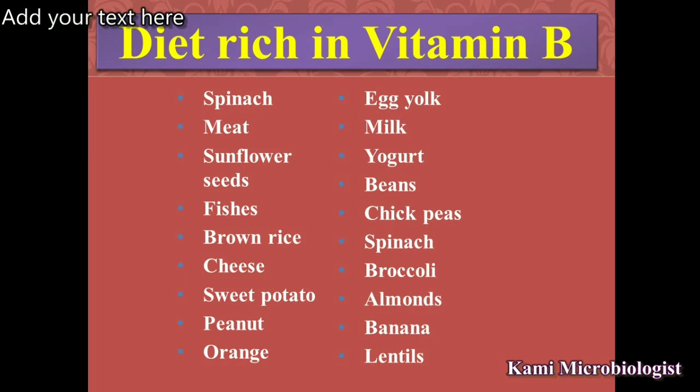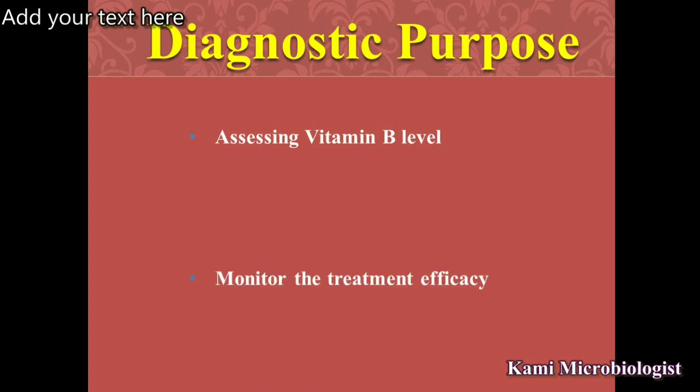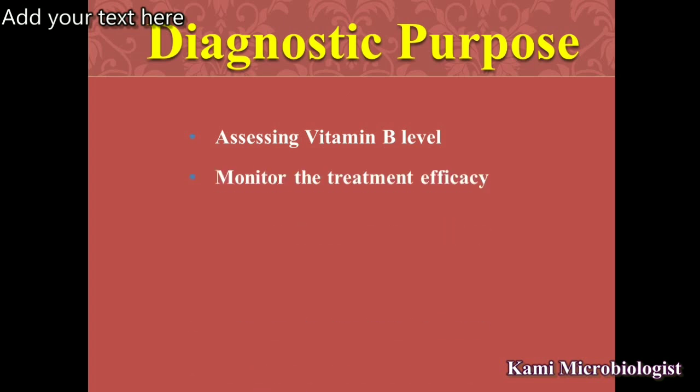So these are the most important food sources in which vitamin B is present in a large amount. Now let's see the diagnostic purpose. Mostly, vitamin B tests are recommended to check the vitamin B level in the blood. If it gets low, there will be a problem. If it gets high, there will also be a problem. We will discuss it later.